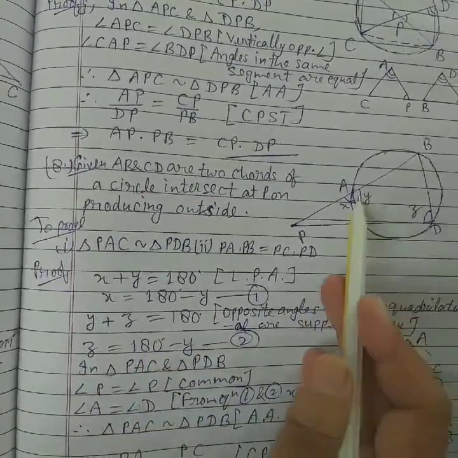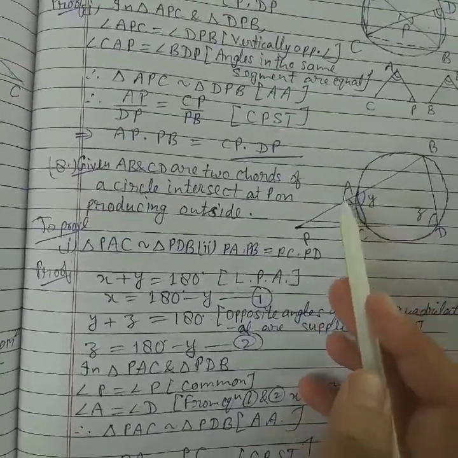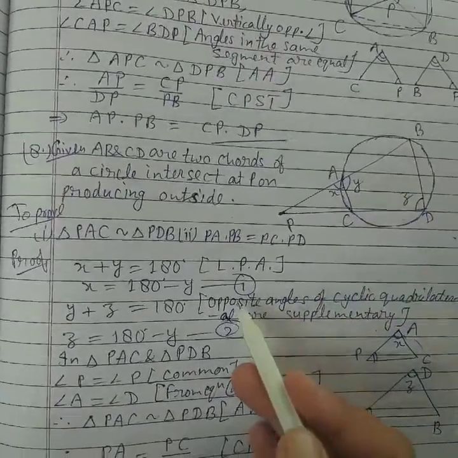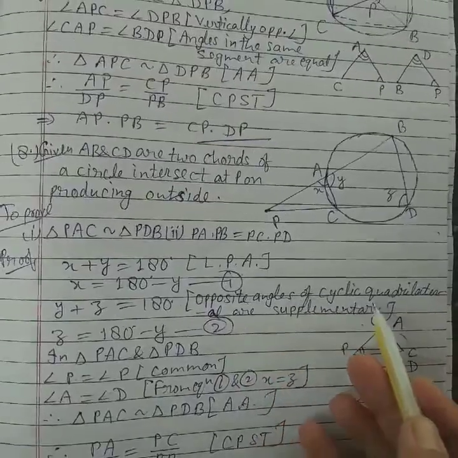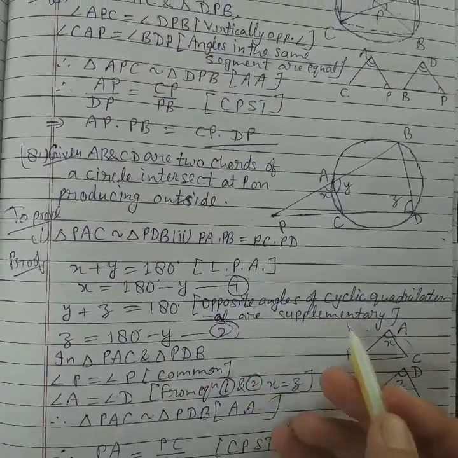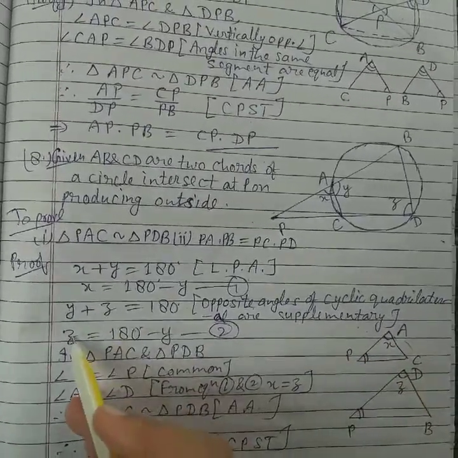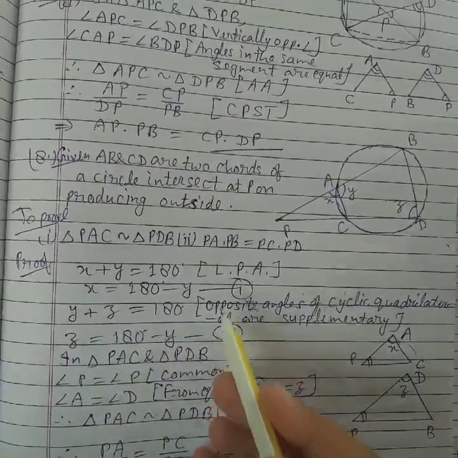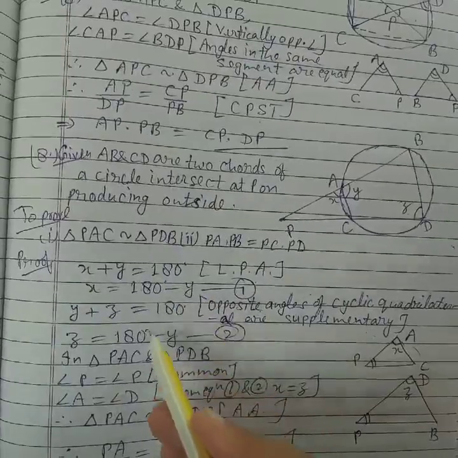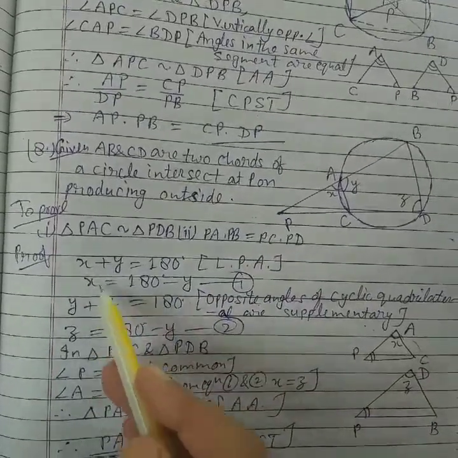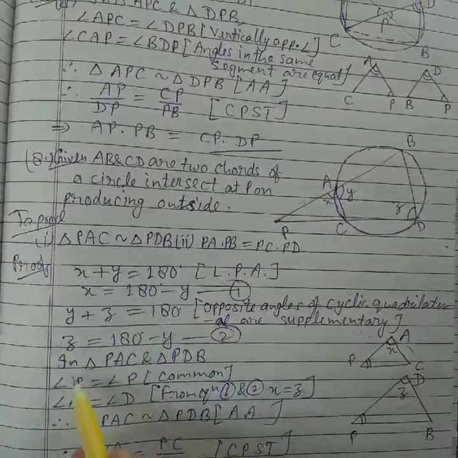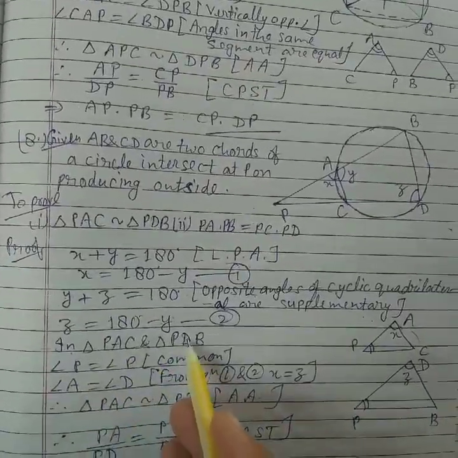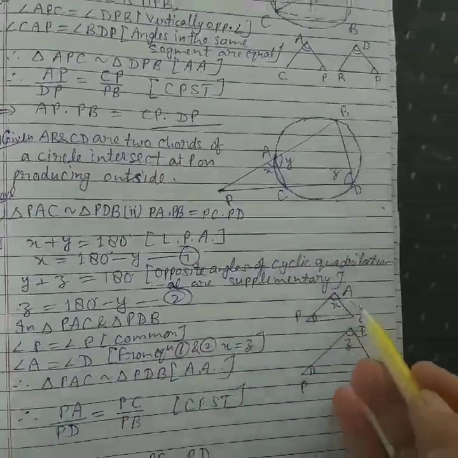Here these angles are opposite angles of a cyclic quadrilateral ACDB. So we know opposite angles of a cyclic quadrilateral are supplementary. Now we separate z, so y goes to RHS, then it is subtracted from 180. Now from equation 1 and 2, we see both RHS are equal, so their LHS should be equal, so x equals z. Now in triangle PAC and triangle PDB, we draw these two triangles separately.